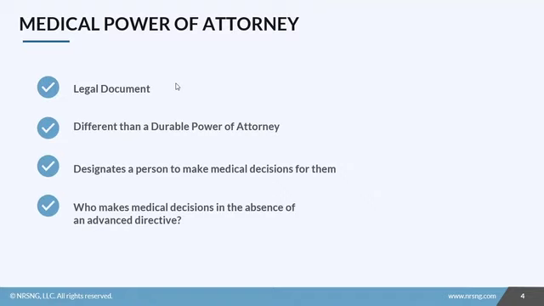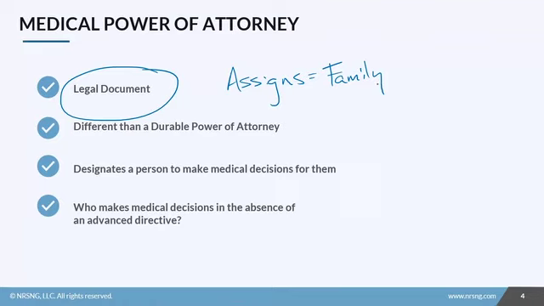Now let's talk about medical power of attorneys. A medical power of attorney is a different type of legal document. It assigns a person to make decisions for the patient, and usually it's a family member or someone that they trust. There are two different types of power of attorney. One's a medical power of attorney and the other one's a durable power of attorney. For the medical power of attorney, the patient picks someone to help them make medical decisions. The durable power of attorney gives someone the authority to make decisions for someone else, but it excludes medical decisions.